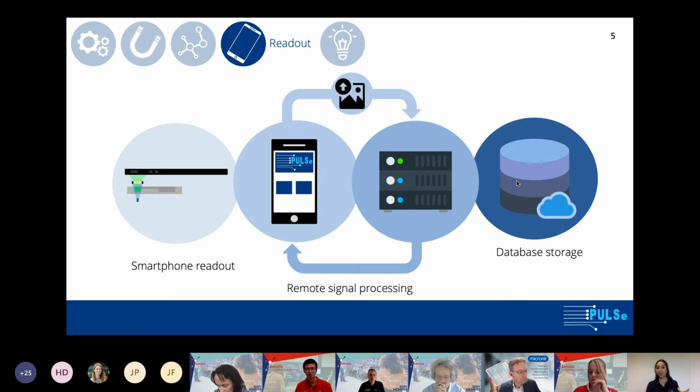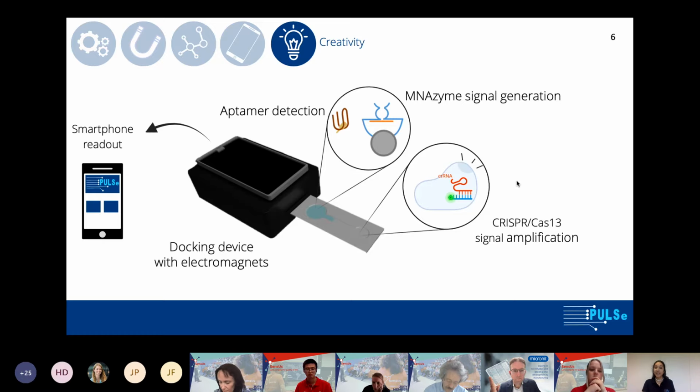So this is the entire concept of our biosensor. But what about its creativity? On the one hand, we use electromagnets to avoid sample preparation. We use a smartphone as a readout tool with an app, which makes the biosensor not only user-friendly, but also innovative. And on the other hand, we use aptamers for detection, enzymes for signal generation, and CRISPR, the 2020 Nobel Prize winning technology, as a way to amplify our signal. So all in all, it's the combination of all these elements that renders our biosensor absolutely unique.